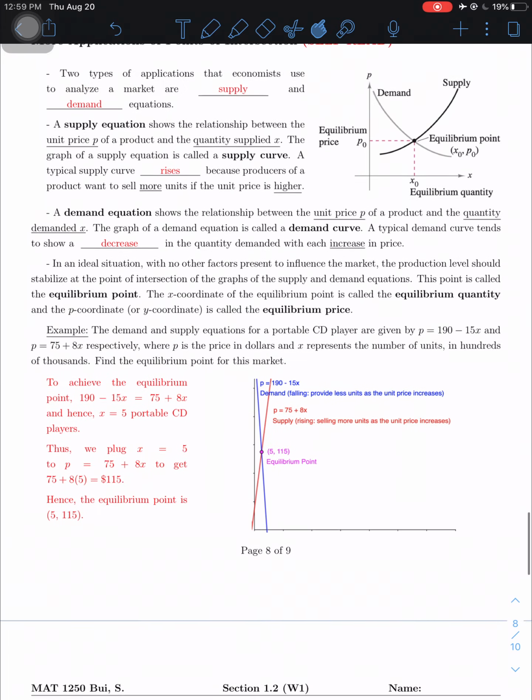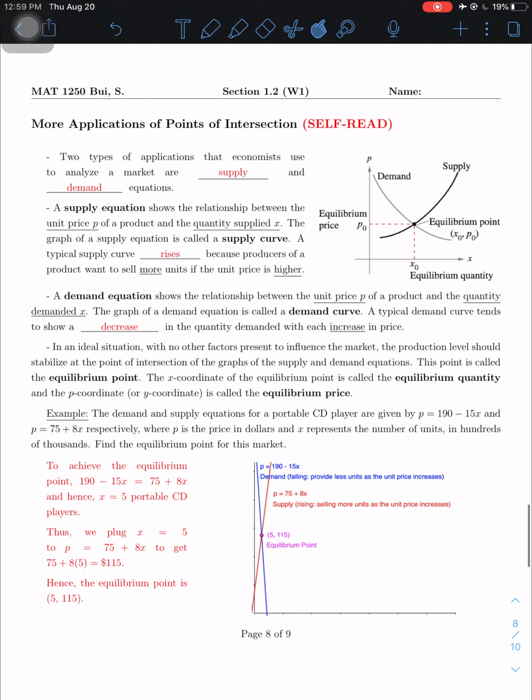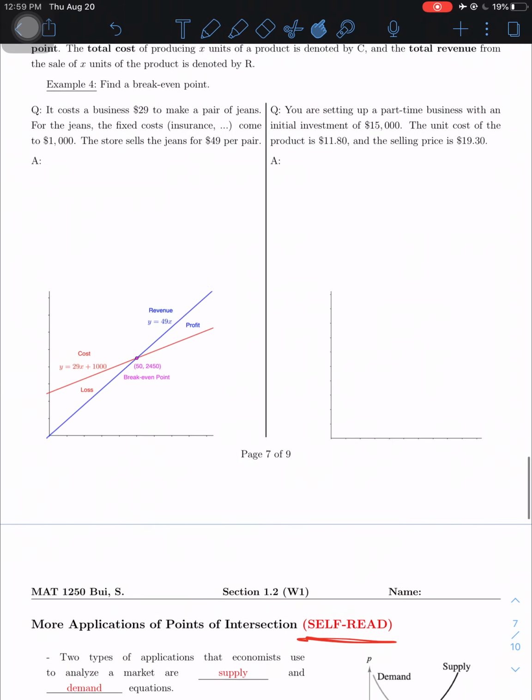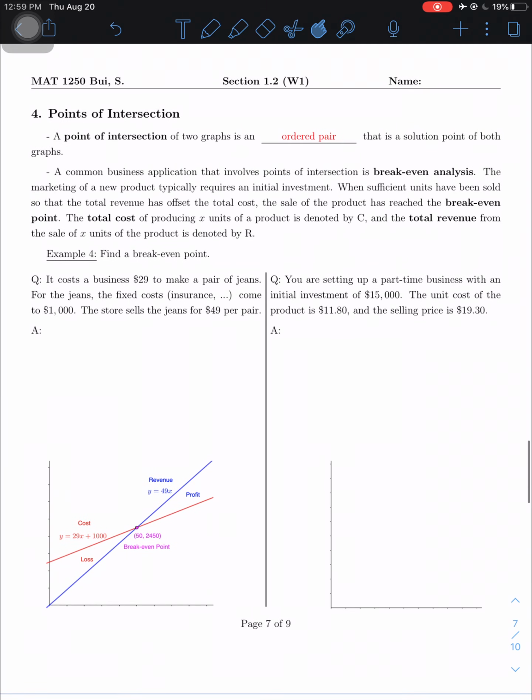Okay? And for this, I find it's really interesting. Again, since we're talking about business, you're going to have to know what it means by the demand and supply equations and all that information, right? Just for future use in the field. And I give you an example, but again, you don't have to do this because I already give you the equation. If you want, you can read it for fun. Okay? Okay, let's talk about the last objective of the day.